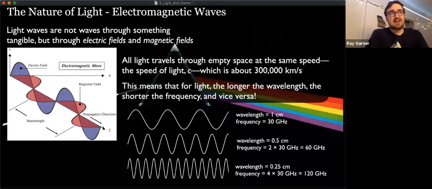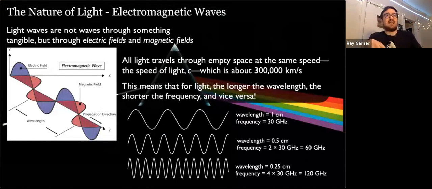Now, light waves. You may be familiar with ocean waves, and the waves of the ocean are clearly in the water. Sound waves are waves through the air. But light waves are not through something tangible. You can't put your hand out and feel waves hitting your hand from, say, my lamp.